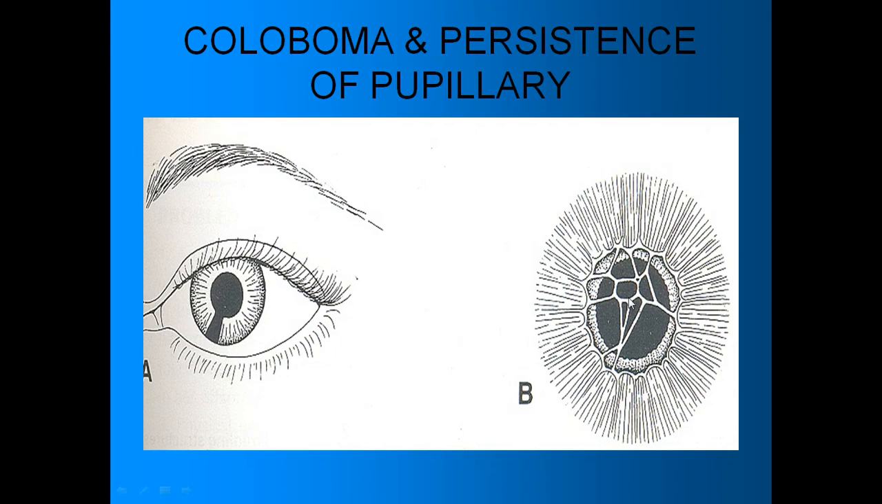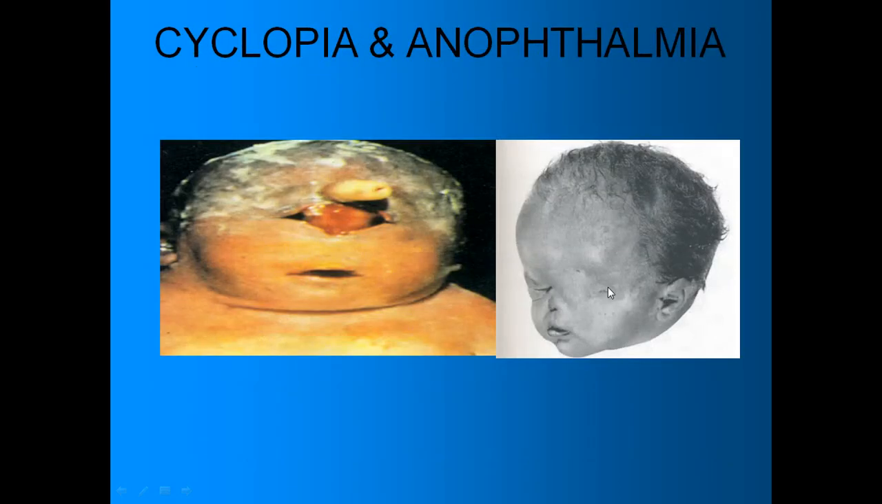If it does not disappear, if it persists, we call it persistent pupillary membrane. It creates a web like formation in front of this iris margin over here, which will hinder or obstruct the vision. It's called persistence of pupillary membrane.